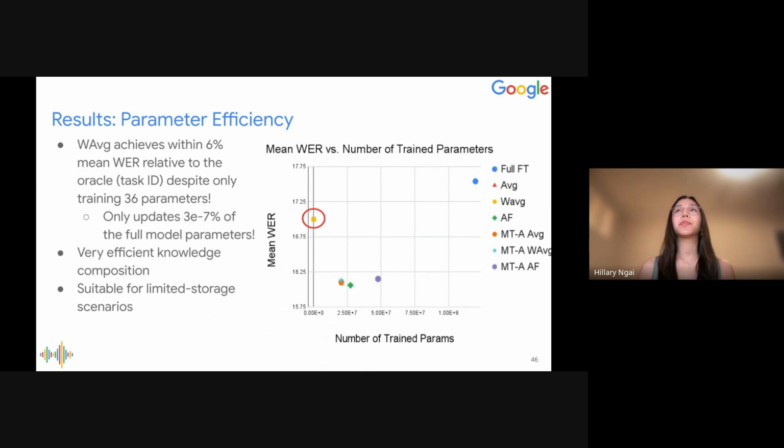Surprisingly, weighted average performs well despite only training a mere 36 additional parameters in the knowledge composition stage, while only training around 0% of the full model parameters in the knowledge composition stage. Weighted average achieves within 6% mean word error rate relative to the task ID. This method allows for extremely efficient knowledge composition and is suitable when there is limited storage space. So in the figure, I circled weighted average in red, and you can see it uses approximately 0% of the full model parameters.